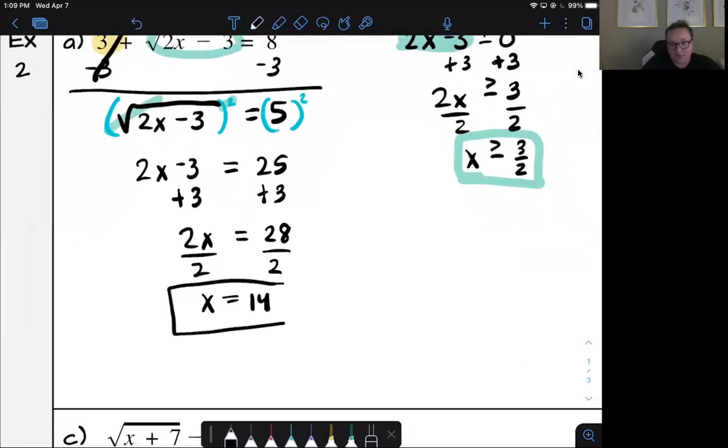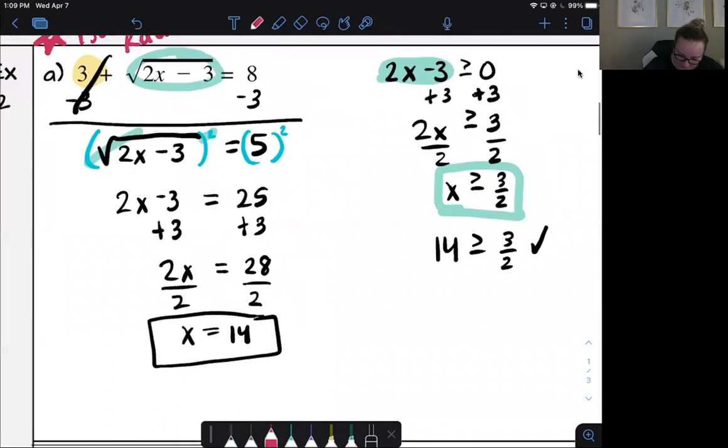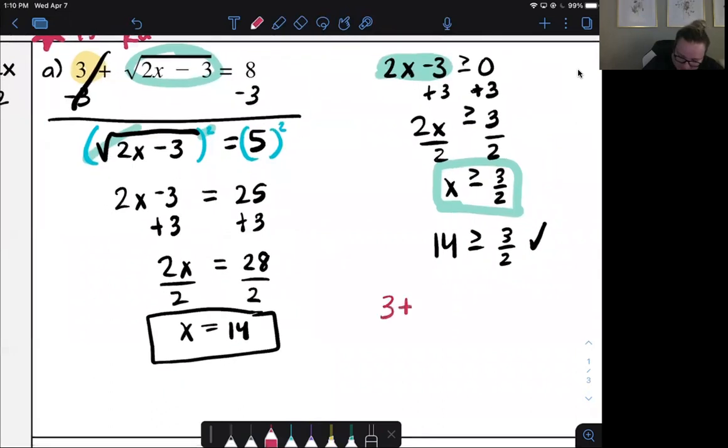Now, before we circle that and say it's our final answer, we need to check for extraneous solutions. Well, is 14 greater than or equal to 3/2? Yes, it is. So it should work, like it's allowed in the solution set. But let's plug it into the equation just to make sure. So 3 plus the square root of 2 times 14 minus 3 is equal to 8.